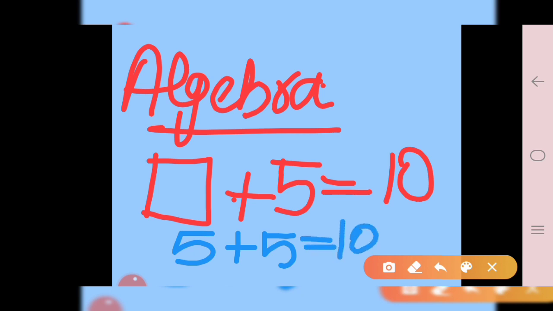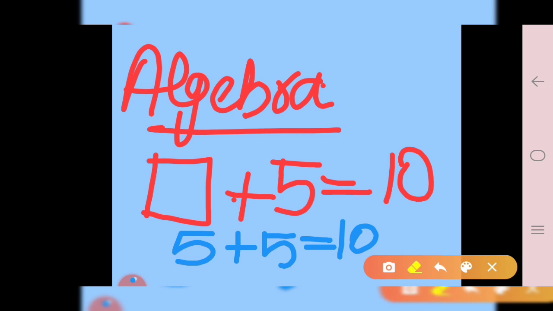But the thing is that this was a really easy example. So what we do in algebra is that for complex questions, we investigate the unknown values which we do not know with the help of different methodologies given to us by algebra. Let me give you another example.